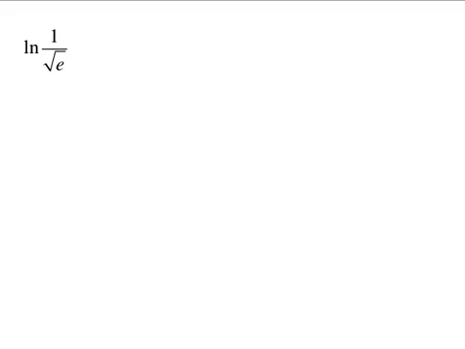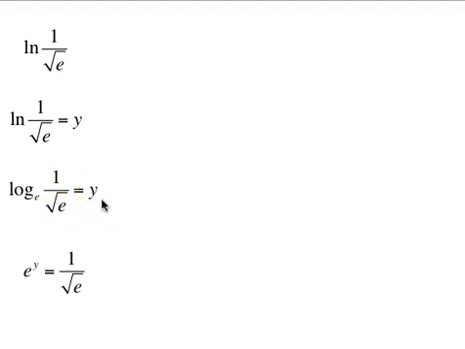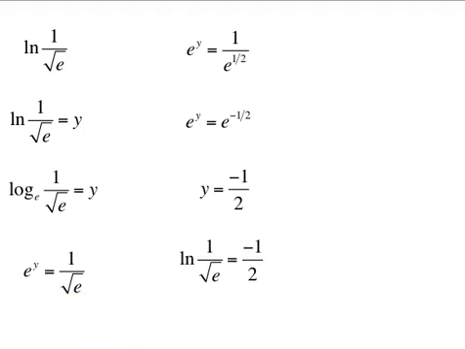Next is the natural log of 1 over root e. Remember, natural log is log base e. And again, I want to introduce a variable for this problem. So natural log of 1 over root e is y. But natural log is log base e. So log base e of 1 over root e is y. So then e to the y is 1 over root e. Root e, of course, is e to the 1/2. So e to the y is 1 over e to the 1/2. e to the y is e to the negative 1/2. y is negative 1/2. Conclusion, natural log 1 over root e equals negative 1/2.